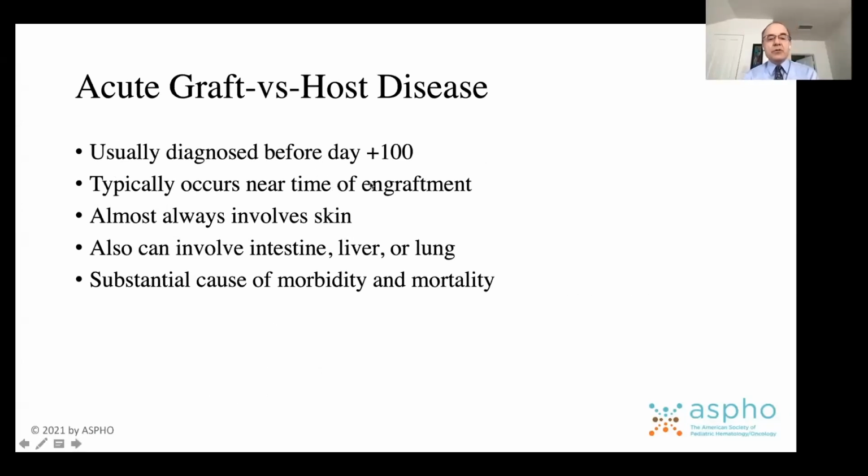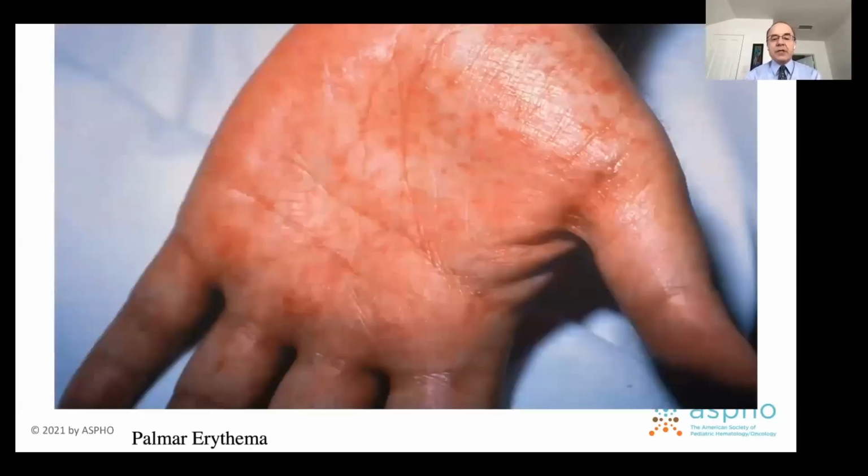Acute GVHD usually occurs before day 100. It can occur near the time of the engraftment. Most of the time it involves the skin, but doesn't have to. The 3 organs that it involves are intestine, liver, or lung. And it can be a substantial cause of morbidity or mortality, so we've got to be careful about it.